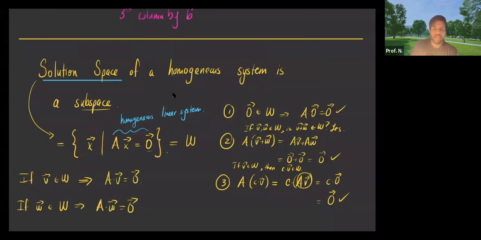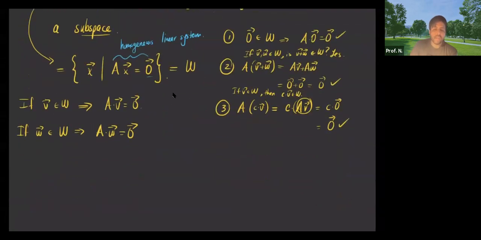They make up a subspace. Why? Because 0 is in it. Because when you take any two vectors inside this set, the sum will still be inside the set. Take any vector, multiply by a scalar, and that result, the vector times the scalar, is still in the set W. And henceforth, W is a subspace of the vector space that you're originally in. The solution space of a homogeneous system is a very important space.